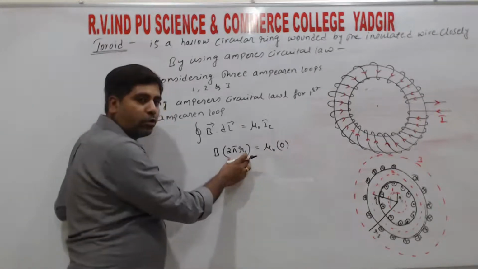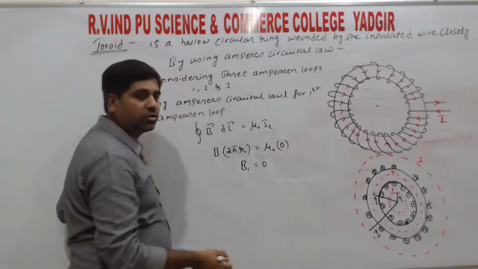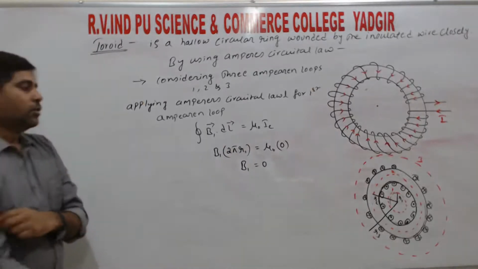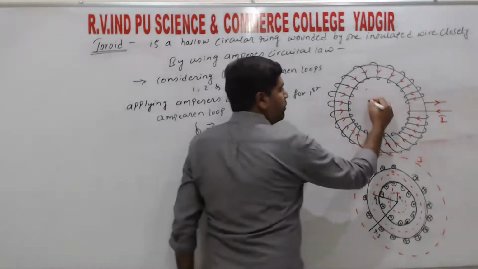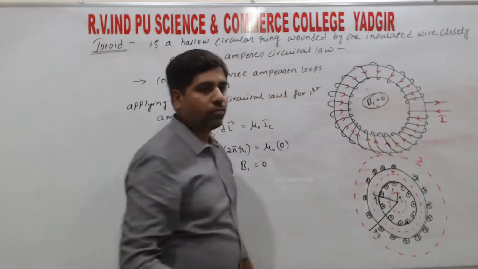So 0 divided by 2 pi r1 is 0. So hence the magnetic field B1 is equal to 0. So B1 is the magnetic field which is inside. So here the magnetic field is 0, right?